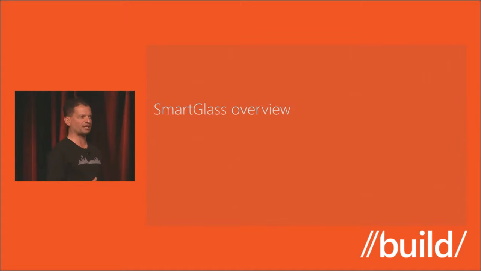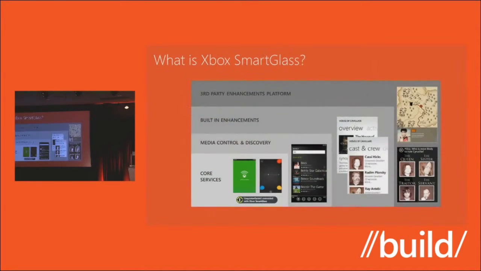So let's take a look at how we took all of that information and then created this idea of Xbox SmartGlass. About a year ago, we delivered an application for Windows Phone we called Xbox Companion. And this was our first dipping our toe in the water into this companion application space. So we delivered an application, and it started with this set of core services.